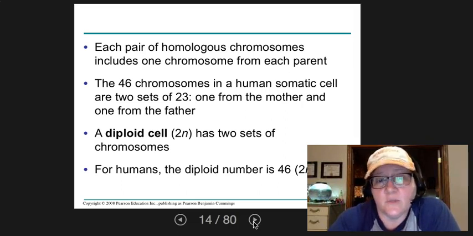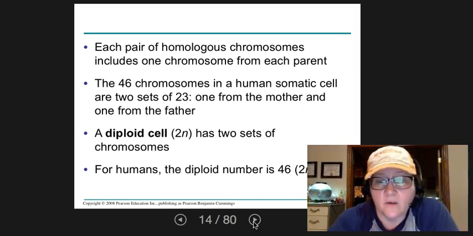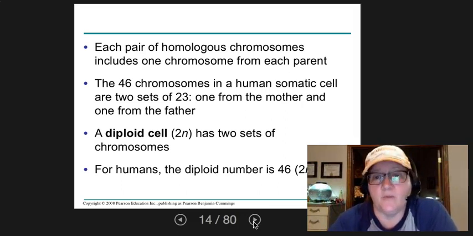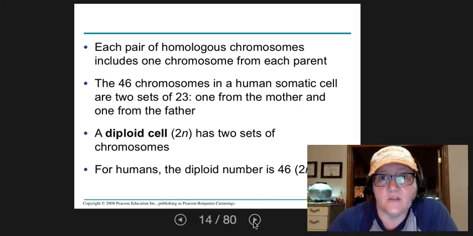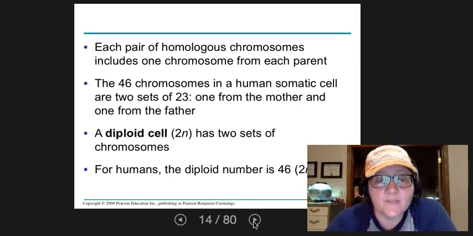So in a human somatic cell, we're going to have two sets, 23, one from mom, one from dad. I have chromosome number 1, copy from mom, copy from dad. Chromosome number 2, copy from mom, copy from dad. All the way through, including those sex chromosomes, where I would have gotten an X from mom, absolutely, and then I would have gotten either an X or a Y from dad. If I got an X from dad, I'm female. If I got a Y from dad, I'm male, genetically speaking.